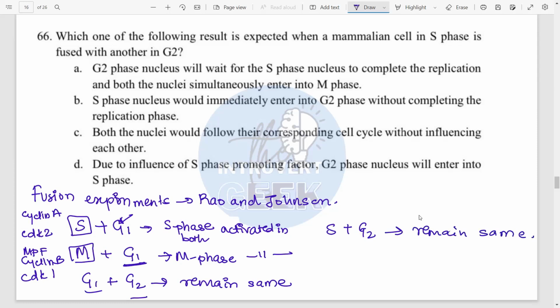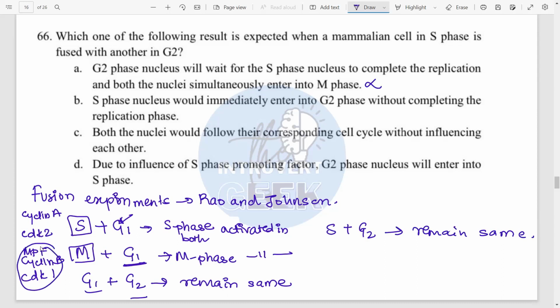So now in our scenario, what they have asked is a cell which was in the S phase is fused with another cell in the G2 phase. So what will happen? The first option says G2 phase nucleus will wait for the S phase nucleus to complete the replication and both simultaneously enter into M. That is not what happens because they don't have activating factors. They don't have the MPF. They need cyclin B and CDK1 to move ahead.